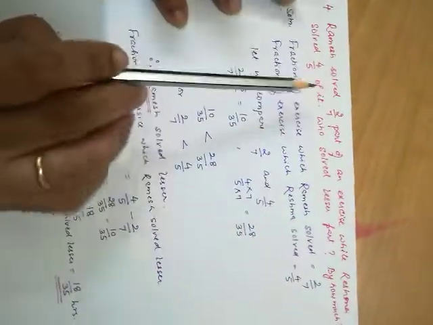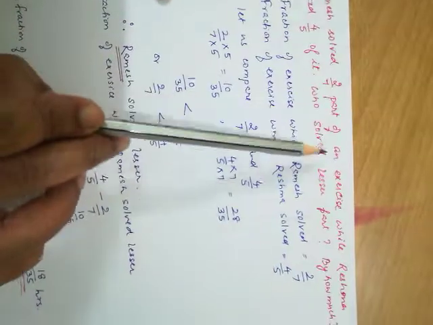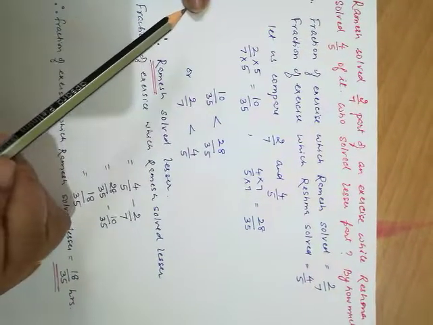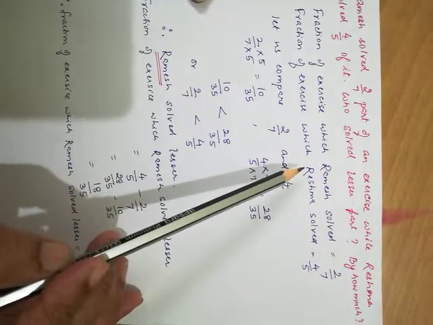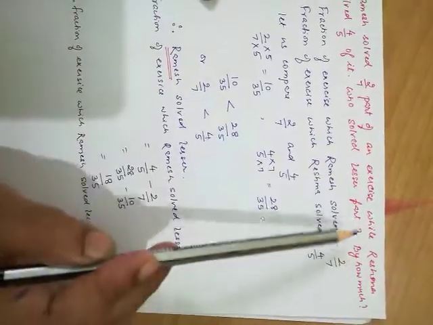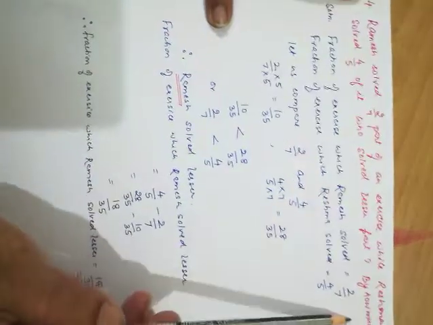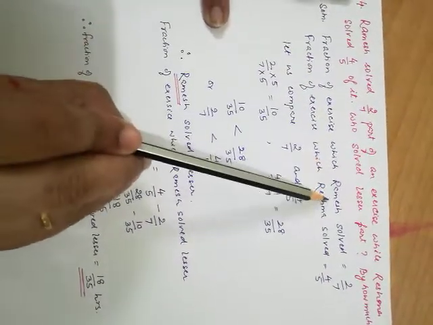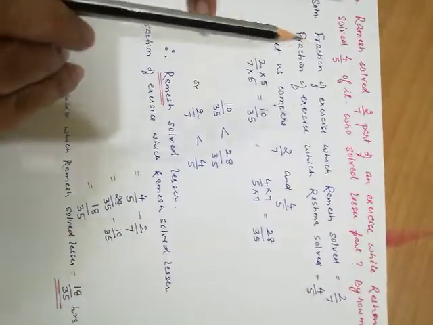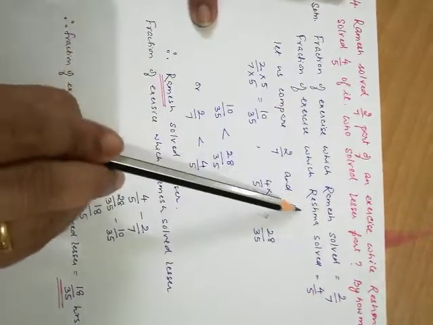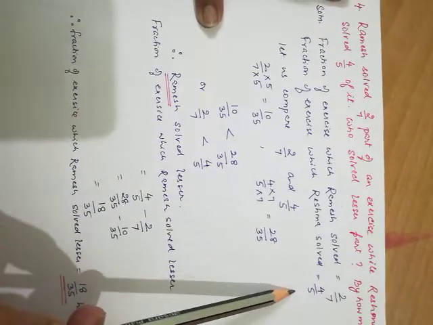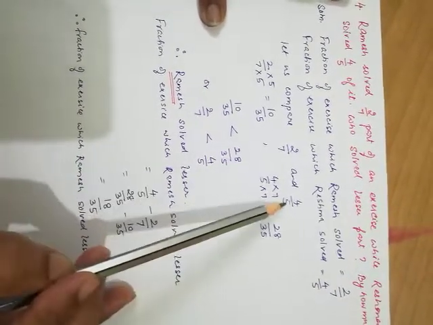Now here, Ramesh solved 2/7 part of an exercise, while Reshma solved 4/5 of it. Who solved the lesser part and by how much? There are 2 questions here. Now, the fraction of the exercise which Ramesh solved is only 2/7. The fraction of the exercise which Reshma solved is 4/5. We have to find out who is lesser. That means we have to compare this and this.